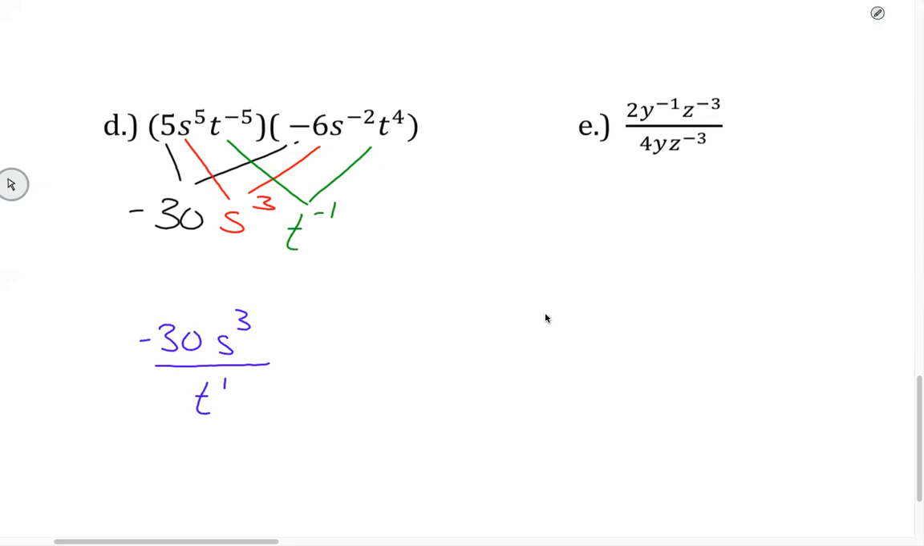All right, with E, here's what we do with E. I'm going to view it as numbers and variables. First numbers I'm going to deal with are the 2 and the 4. Mike, what's 2 over 4? What can that be simplified to? So 2 out of 4 is what?